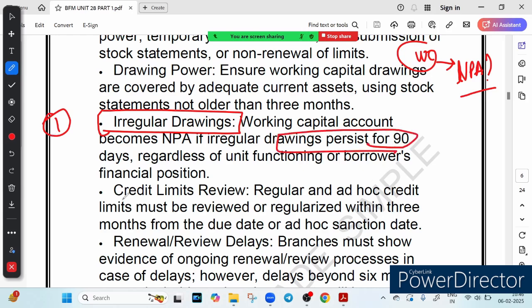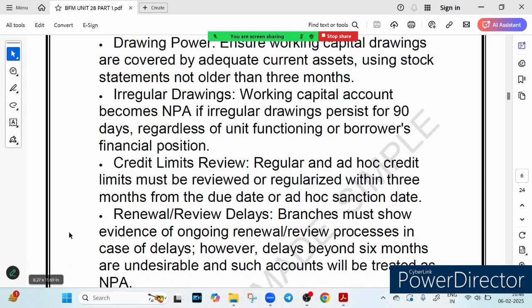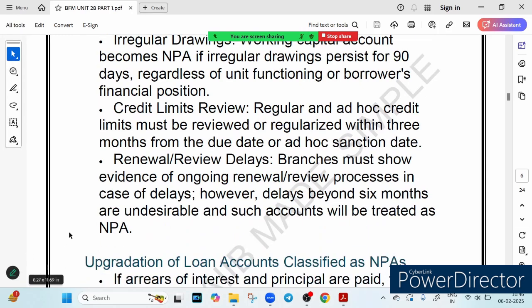Second condition, if the loan's credit limit is not reviewed or regularized within 3 months from the due date. And the third condition is that if the renewal is delayed beyond 6 months, it is treated as NPA, right? If the renewal of limit is delayed beyond 6 months, it is treated as NPA even if the renewal is in process. So remember what the conditions are.